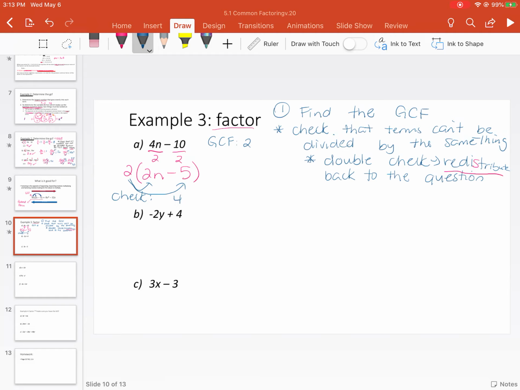you should be able to get it back. So this times this, and this times this. So 2 times 4n, 2 times 2n is 4n. 2 times negative 5 is negative 10. Okay, that gave me the question, so I was right.